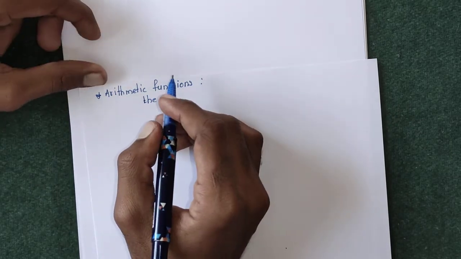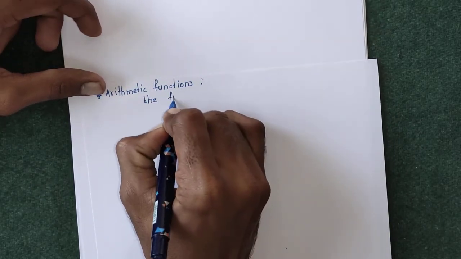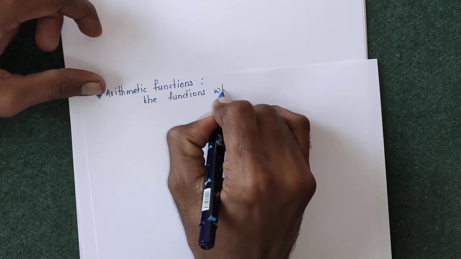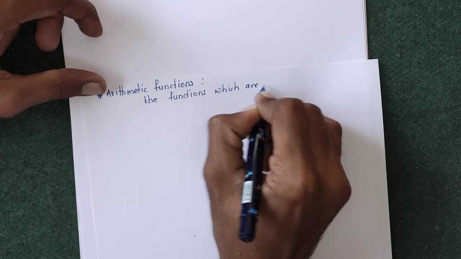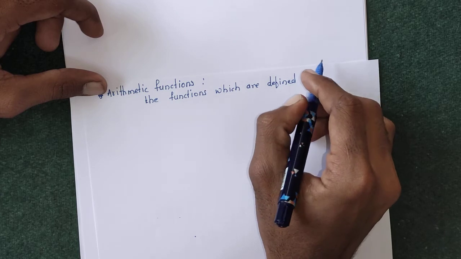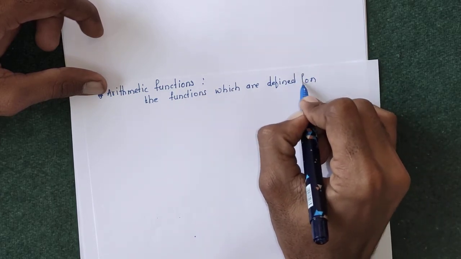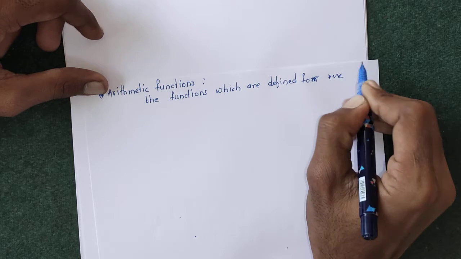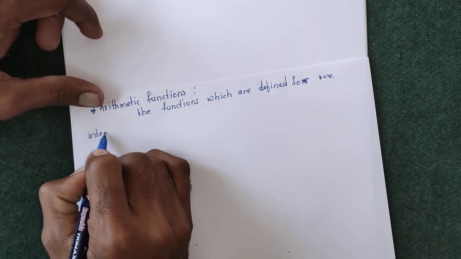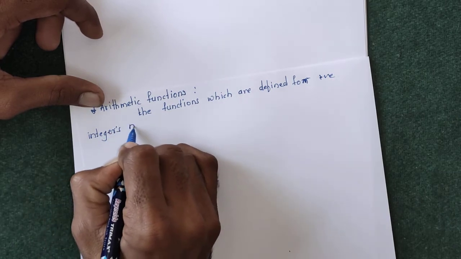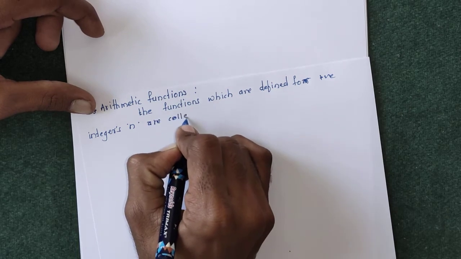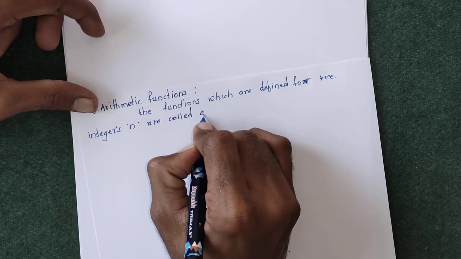So first of all we will write the definition of arithmetic functions. Arithmetic functions means the functions which are defined for positive integers, suppose n, are called arithmetic functions.